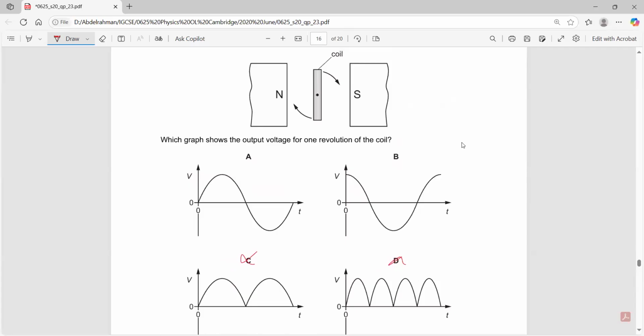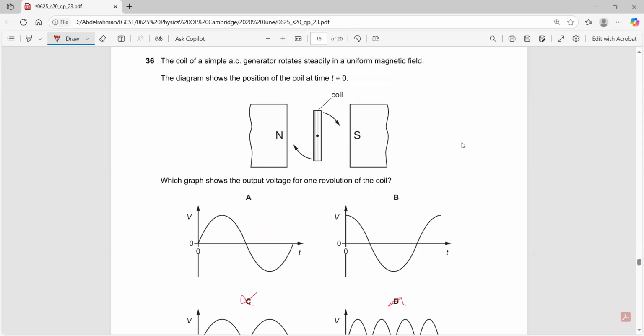At this position, will the coil move horizontally or vertically? In other terms, will the coil move parallel to the magnetic field or perpendicularly to the magnetic field? This is the magnetic field, right? At this position, the coil is slightly moving to the right and to the left, so it's moving parallel to the magnetic field, indicating that it will give a zero output. So it starts with zero and then goes on.